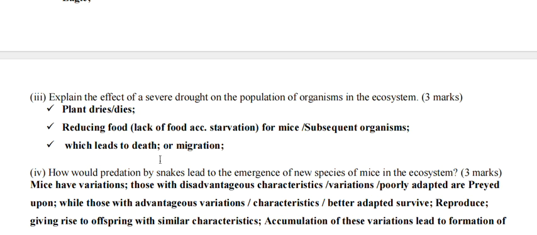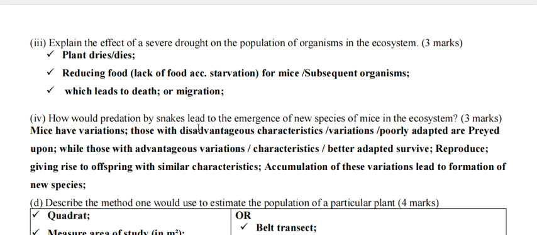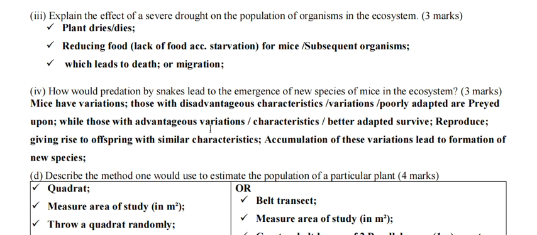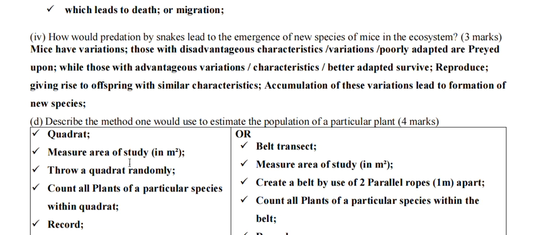How will predation by snakes lead to emergence of new species of mice in the ecosystem? Mice have variations, and those with disadvantageous traits, or those which are poorly adapted, are preyed upon, while those with advantageous variations or characteristics, or better adapted, survive. They reproduce and give rise to offspring with similar characteristics, and accumulation of these variations leads to formation of new species.